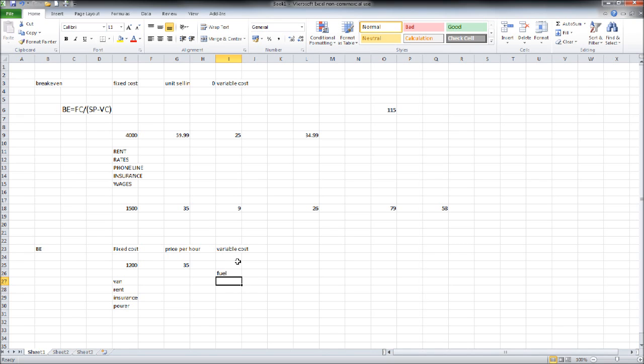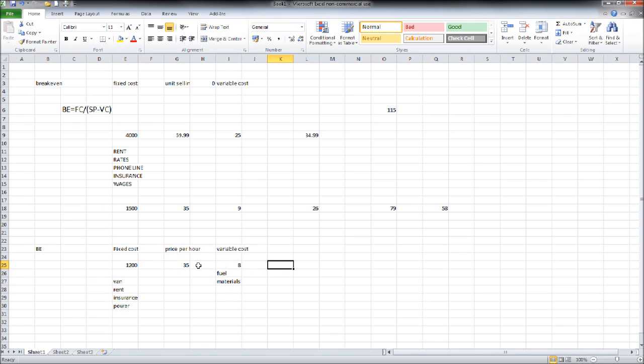Another variable cost might be materials. Some businesses will charge an hourly rate plus the cost of materials, so you won't need to include that because it's going to be covered by your customer. But if the materials are covered within the price per hour, then materials is going to be a variable cost. And there may be other variable costs involved too. So say our variable cost comes to £8 per hour.